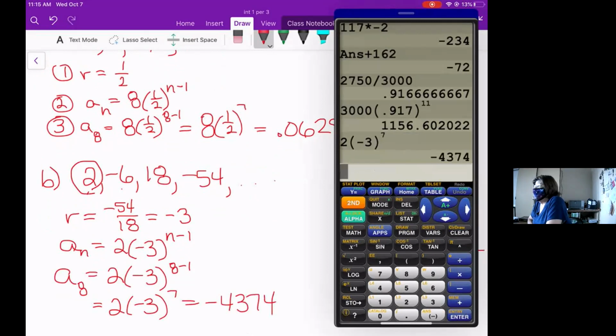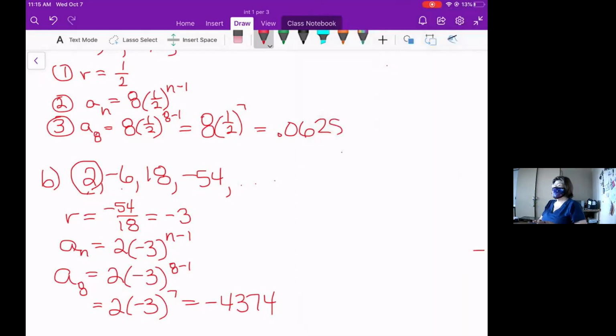Likely mistakes are from typing in the calculator. I want to see how you type in that. Okay, you watch what I do? First clear it. 2, parentheses, 3 negative, parentheses. Then press the exponent key. 7.